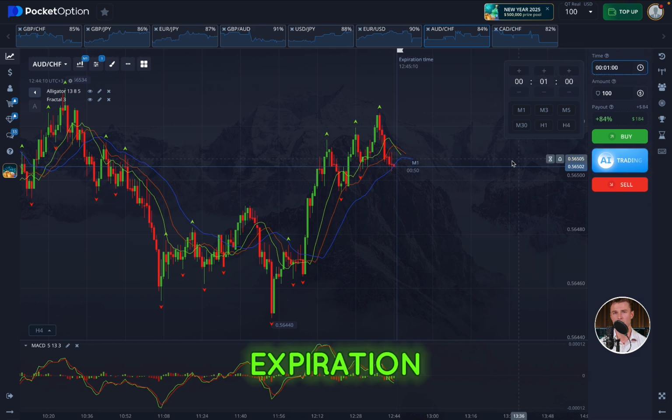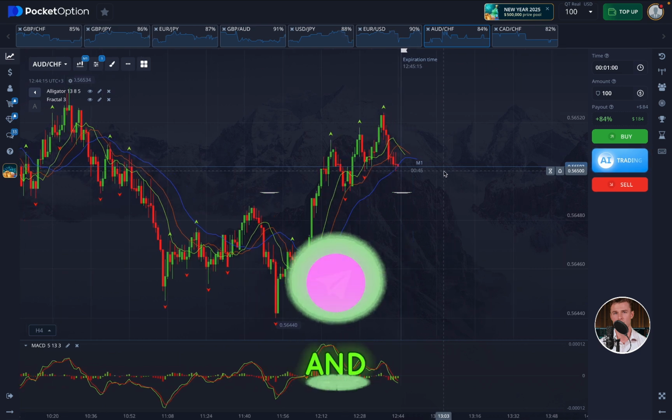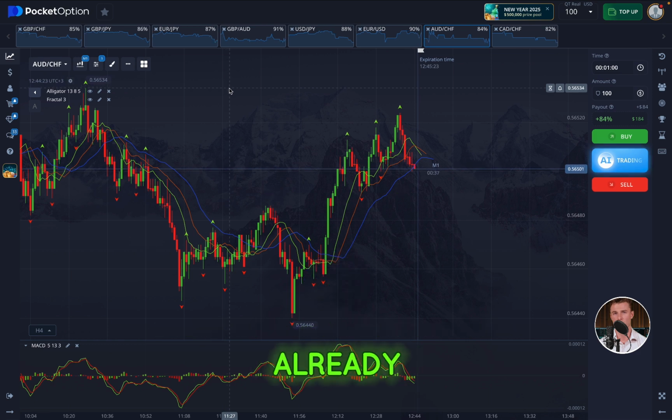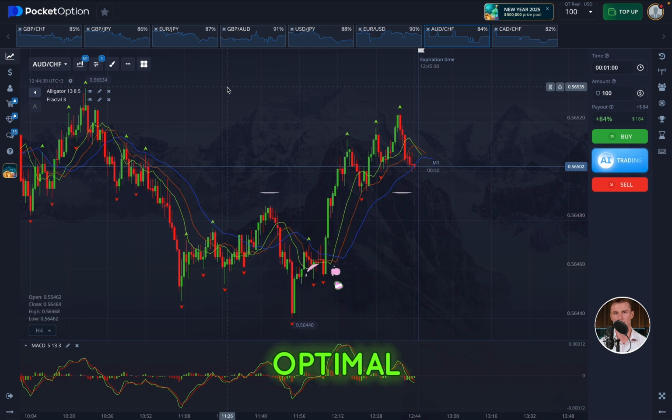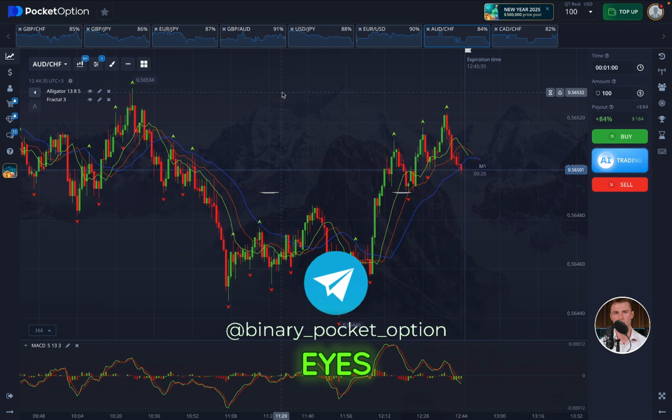You can set the expiration time in this window, which is called time, and choose the most optimal time for your transaction based on your strategy. I have already conducted a market analysis over the last period of time, and all the currency pairs with the most optimal movement patterns and payout percentages are presented before your eyes.